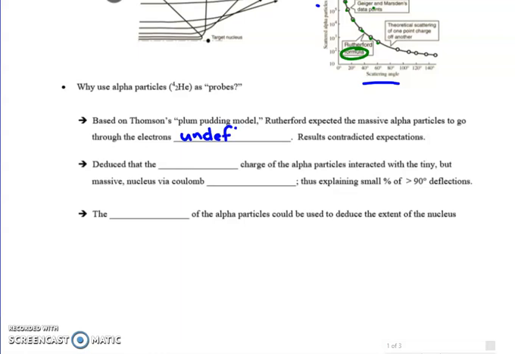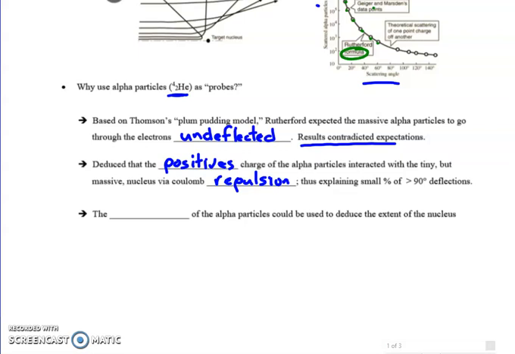The positives in the gold nucleus would just be smeared around, such that if they're scattered all over the place, there's no way they're going to be able to deflect a fairly massive particle. Even though helium is not a massive particle, it's much more massive than an electron, which was known at the time. Obviously the results contradicted expectations. Because of those results, he could deduce that the positive charge, i.e. the protons, interacted with a tiny but massive nucleus via Coulomb repulsion. I alluded to that earlier. That's how they were able to deflect at especially significant angles.